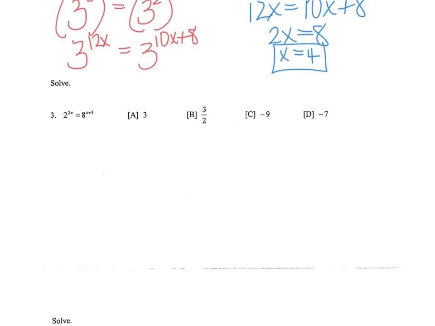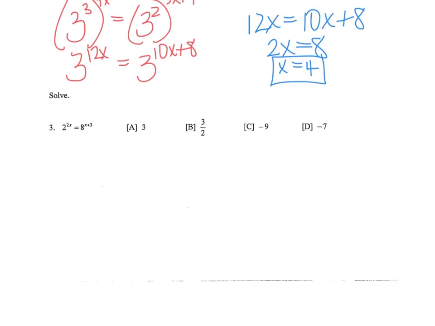We have some multiple choice. We're going to get a common base for 2 and 8. Remember, 8 is 2 to the third. This already has a 2, so to rewrite this equation it just stays the same. 2 is to the 2x, but the 8 has to become 2 to the third, and the x plus 3 stays and drops down. Remember, power to a power we multiply.